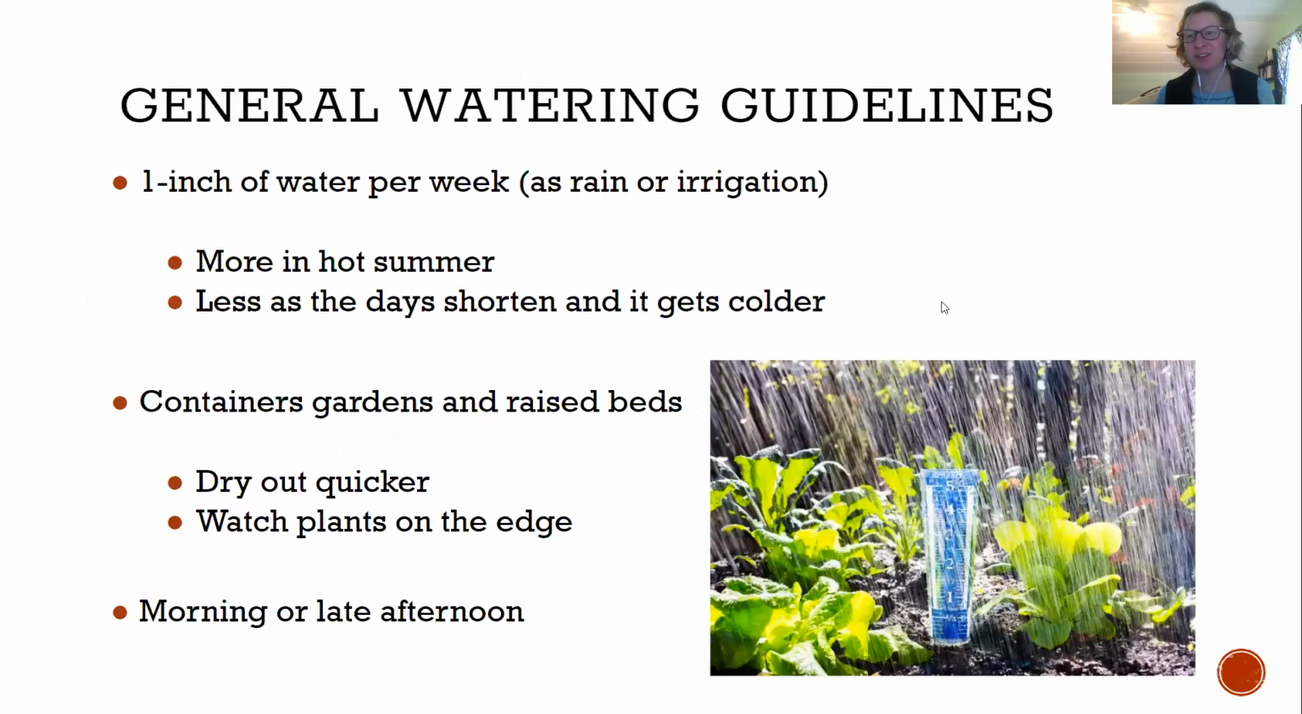So how do we figure this out? Lilius, do you want to talk about that? Yeah.